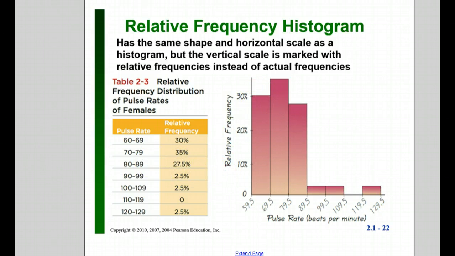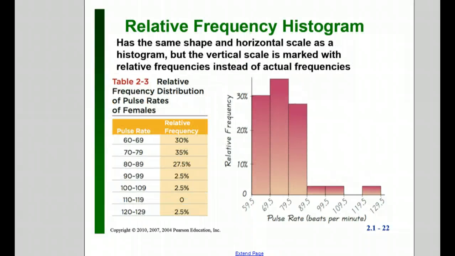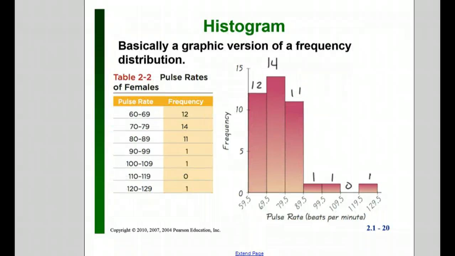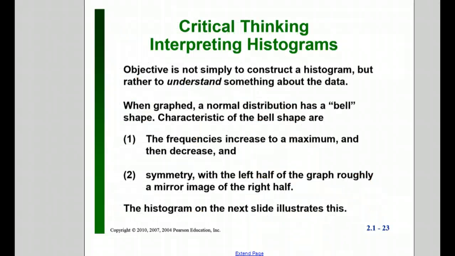If you notice, the bars here are identical, the heights and where the bars fall. The only thing that changes on a relative frequency histogram from a frequency histogram is what these heights go to. Instead of going to 12 and 14, they're going to 30%, 35%. But same exact thing. You just make the heights of the bars go to where the relative frequency is instead of the frequency.